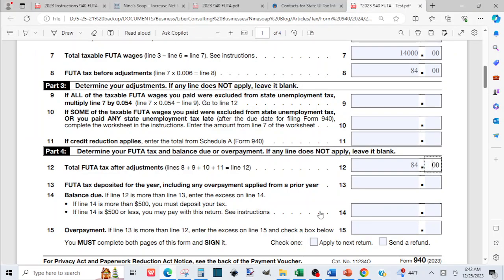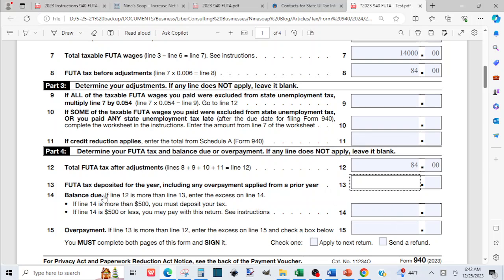So line 13, FUTA tax deposited for the year, including any overpayment applied from a prior year. So if you make a deposit during the year, you will add it on line 13. Or if you have an overpayment from last year's FUTA tax Form 940, you'll put it on line 13. Otherwise, you leave line 13 blank. In this example, we are going to leave it blank.